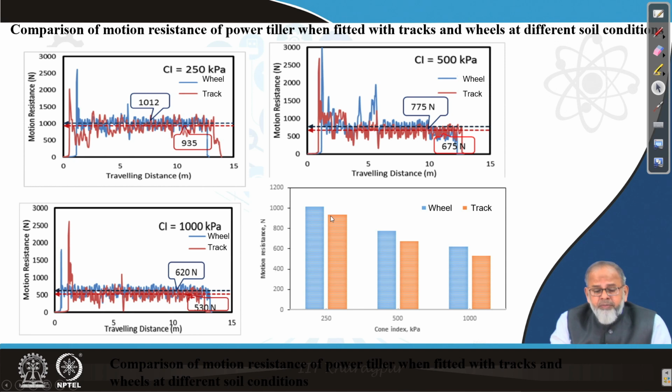That means truck will require less power to overcome the rolling resistance. And with increase in strength of soil, the cone index values, the motion resistance values are decreased. Whether it is a wheel, whether it is a truck, for both the cases, rolling resistance values are decreased.